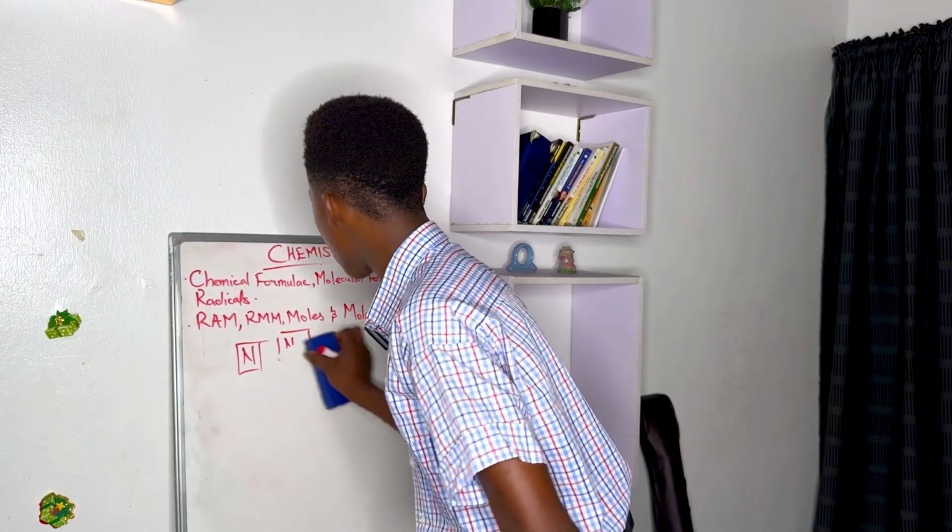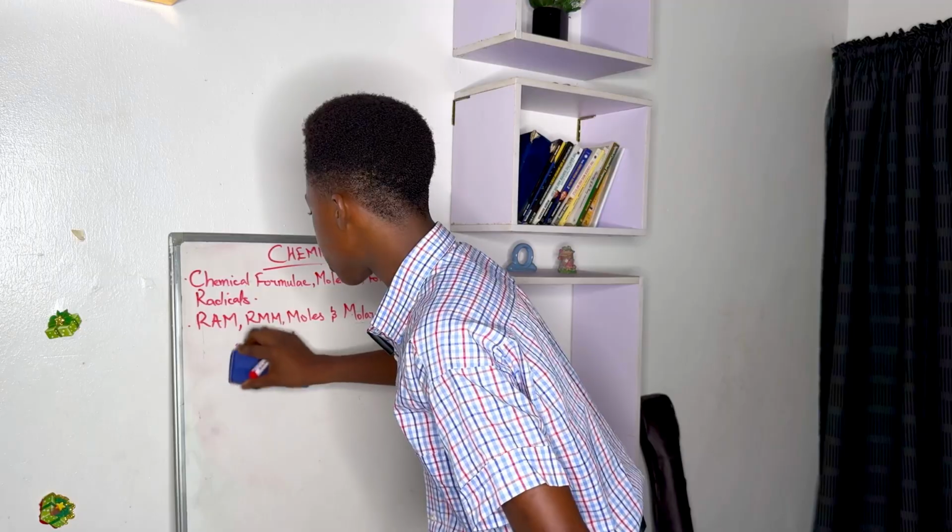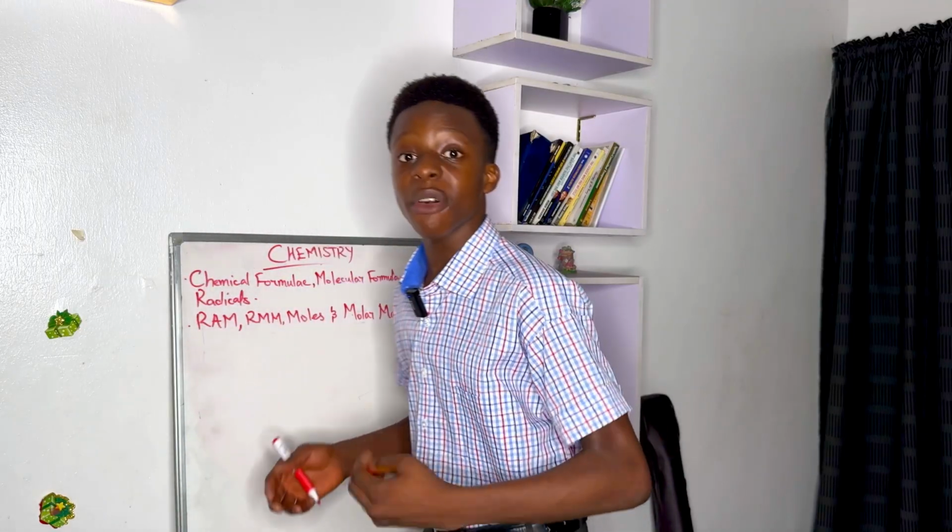So I'm going to list out 20 elements of the periodic table. For you, just memorize them and keep them in your mind because I might bring up some of these elements.